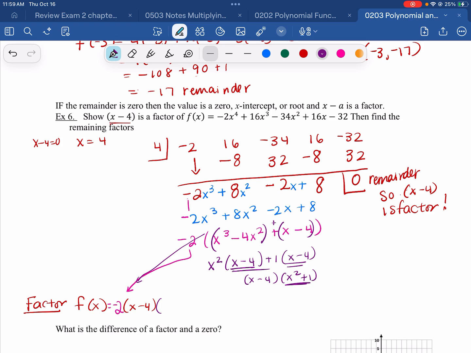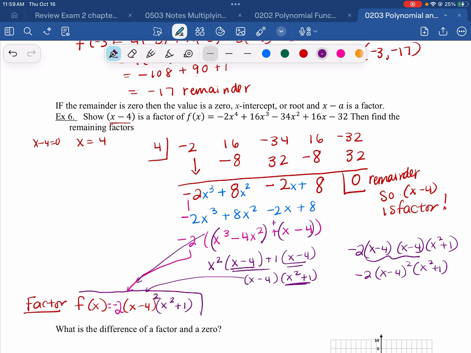So I now have an x minus 4. Oh, look, I already had an x minus 4, so it's going to be squared. And then I had x squared plus 1. Okay, because it was originally negative 2. Our original one was x minus 4. Then we have another x minus 4 that we just factored, x squared plus 1. This is negative 2 times x minus 4 quantity squared, and then x squared plus 1. This whole thing is my factors.